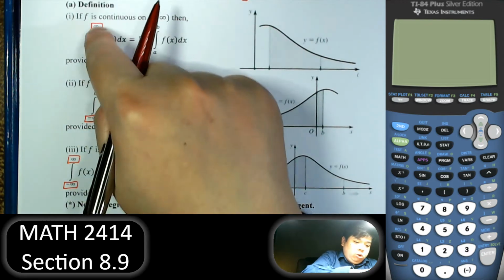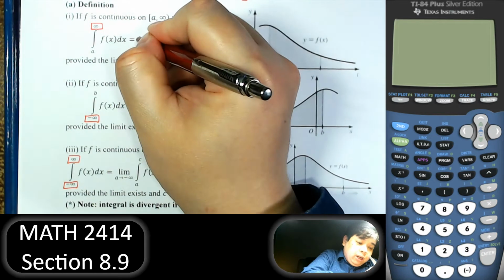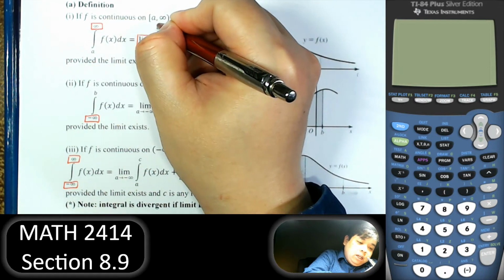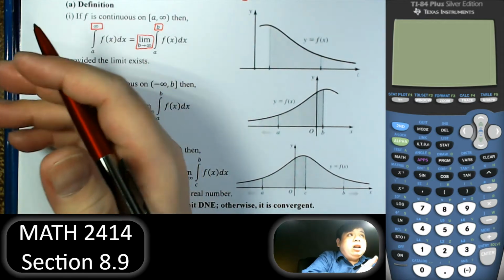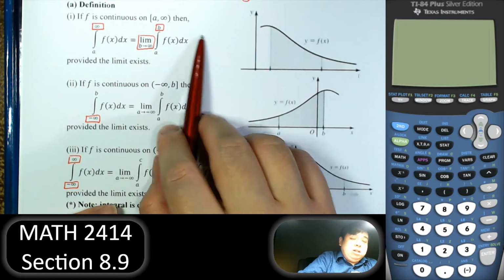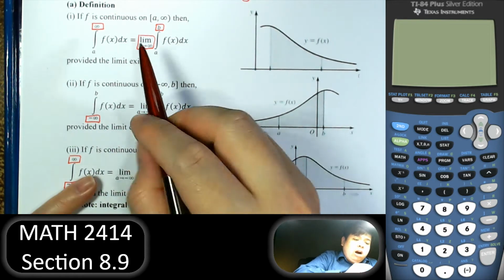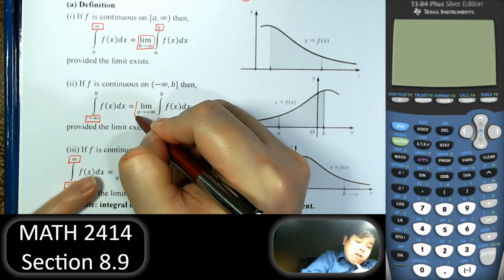So three scenarios. When that happens, we replace the upper limit with b, and then we find the limit like we normally do, taking the limit as b goes to infinity. For the upper limit, we usually use b. For the lower limit, we use a.